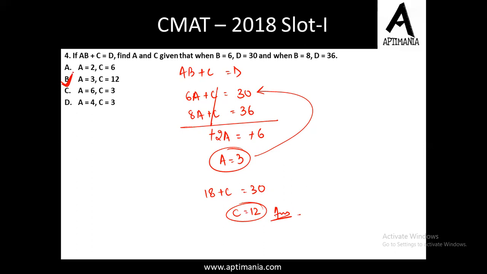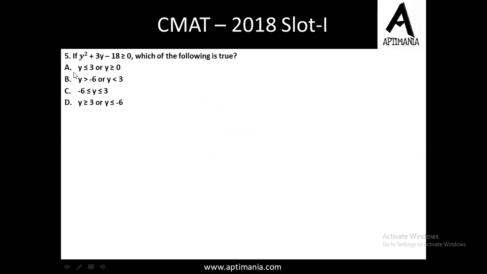Let's go ahead to the next question. Question number 5 is on the screen. Let us try to figure it out. It's a question from inequalities, parts of equation only. So it is given to us that y square plus 3y minus 18 is greater than or equal to 0.